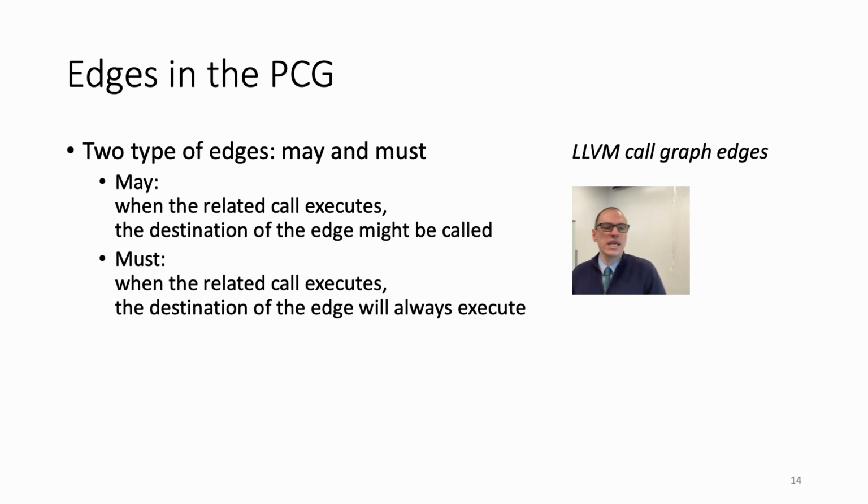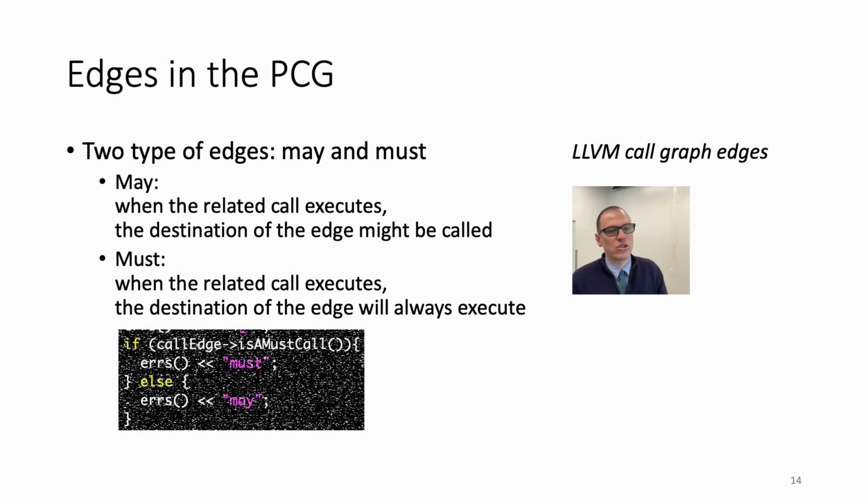In other words, if a given call instruction has only one possible callee, then that call will create a must edge. But when instead a call instruction could have 3, let's say, or more than one callee, then we're going to create one edge per callee, and all of these edges are may edges.